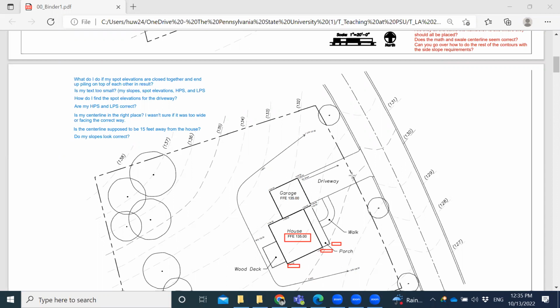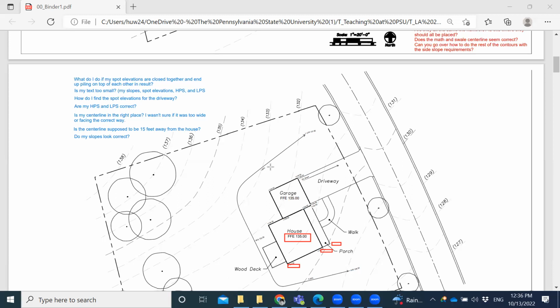Well, you should first basically just place all the calculated spots, where you closest to the spots that you're marking. And then you start moving around the other labels. Now, things like driveway, walk, and porch, and wood deck, those labels can all be moved. Okay, you have absolutely the freedom to move it around to fit your text.